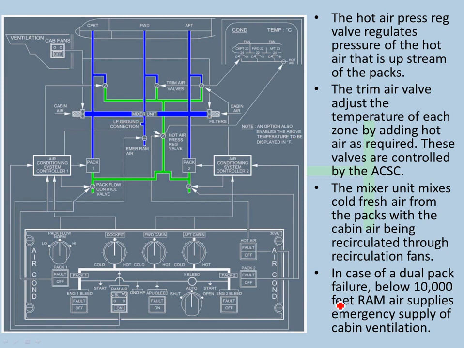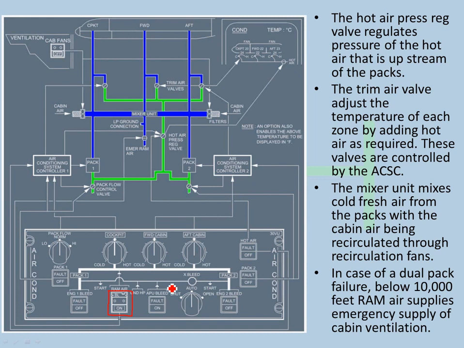Now, RAM air is the one which I was talking about here. RAM air is a guarded switch and used only during emergencies. So for example, in case of a dual pack failure, if both your packs have failed, you have to descend to below 10,000 feet, and then RAM air supplies emergency cabin ventilation. RAM air is a flap that opens up, and you have outside atmosphere helping you to ventilate the cabin. Another place where RAM air can be used is for removing smoke. A smoke removal procedure is there where RAM air is used as well.